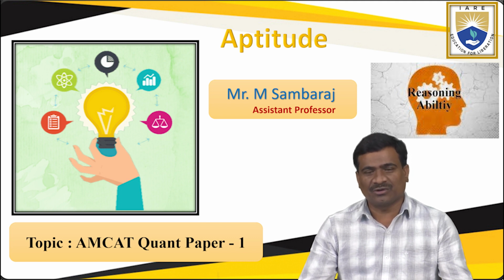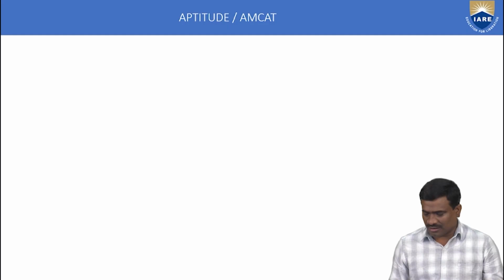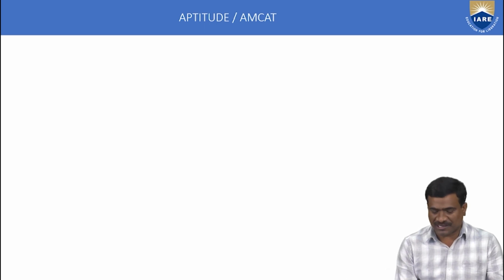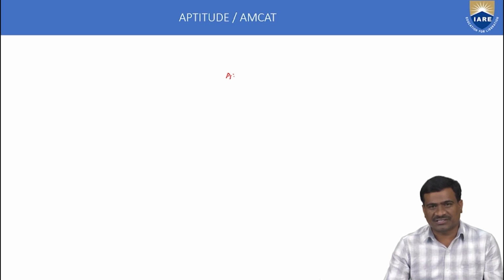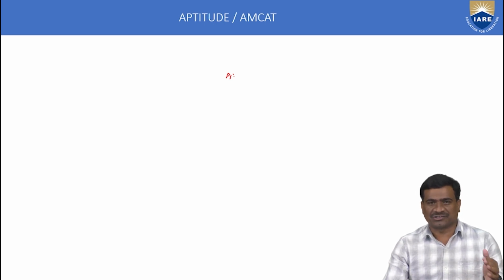Today, we are going to start AMCAT paper discussion, AMCAT test pattern. Section A, Quantitative Aptitude, Section B, Logical Ability, Section C, General English, Section D, Technical Ability. This is about the first round in AMCAT test pattern, followed by TR and HR.